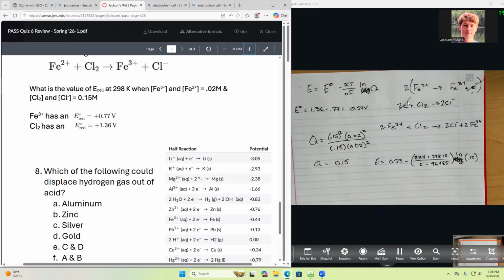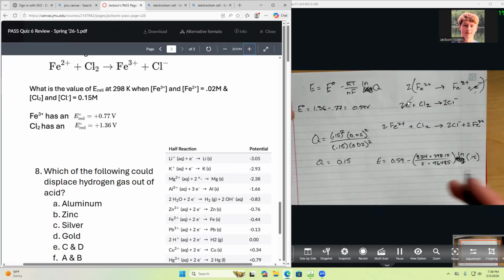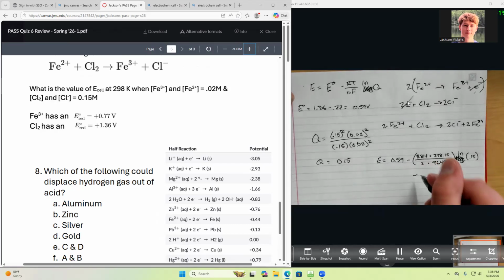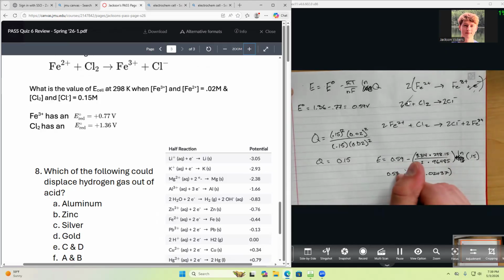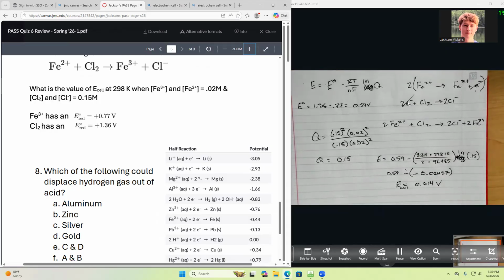And then this whole thing, all of this over here, once we do this times ln of 0.15, hopefully we get the same answer, 0.02437. We still have the 0.59. So then the E non-standard cell is going to be 0.614 volts.